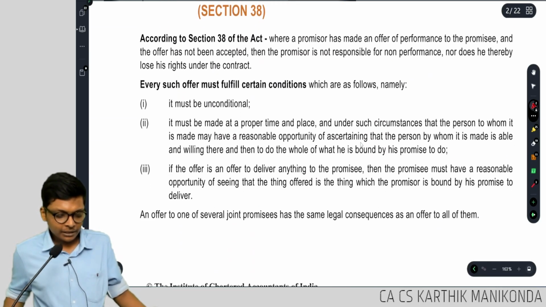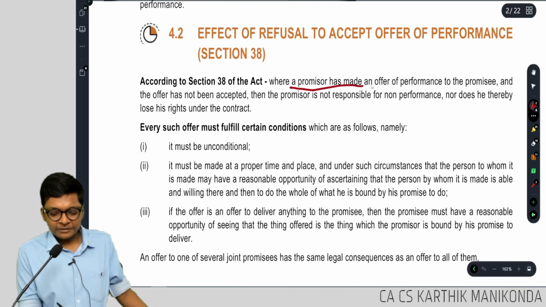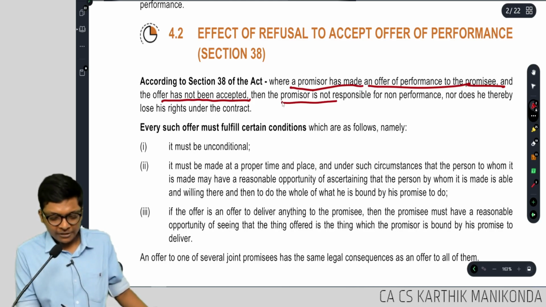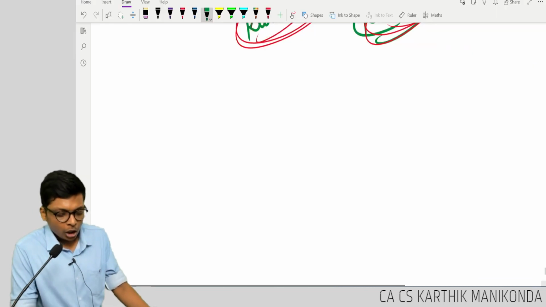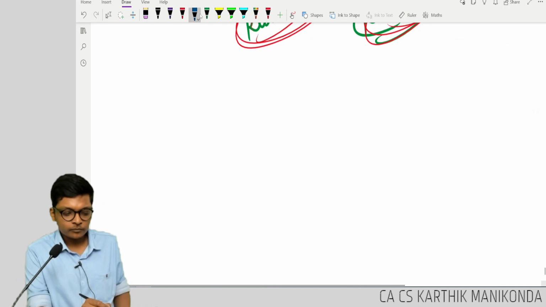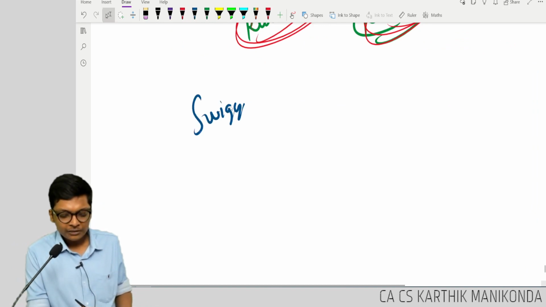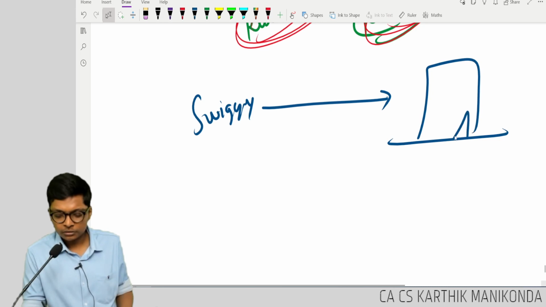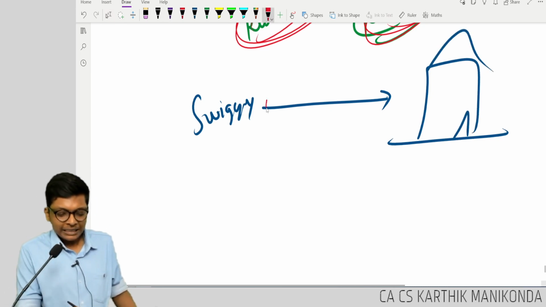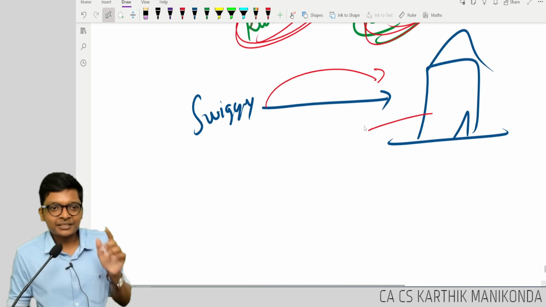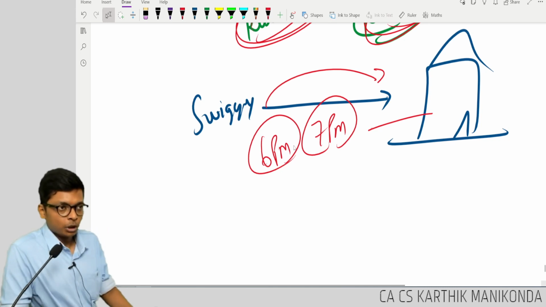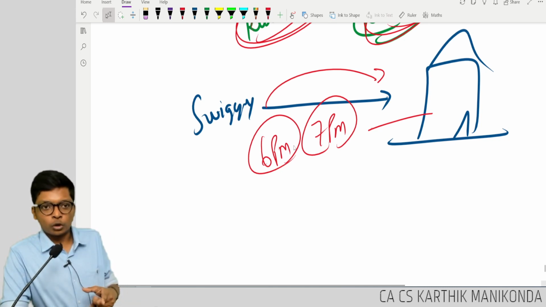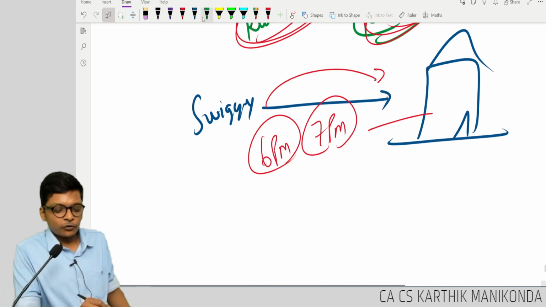Okay. Here, where a promisor has made an offer of performance to the promisee, and the offer has not been accepted, the promisor is not responsible for non-performance. So he is saying effect of refusal to accept offer of performance. Here what they are saying, let's say Swiggy came to deliver food to your house. He came to deliver, you did not accept. He came at 7 p.m. to deliver, you ordered at 6 p.m. He rang the bell, you didn't open the door. Now can you file suit that food is not delivered?